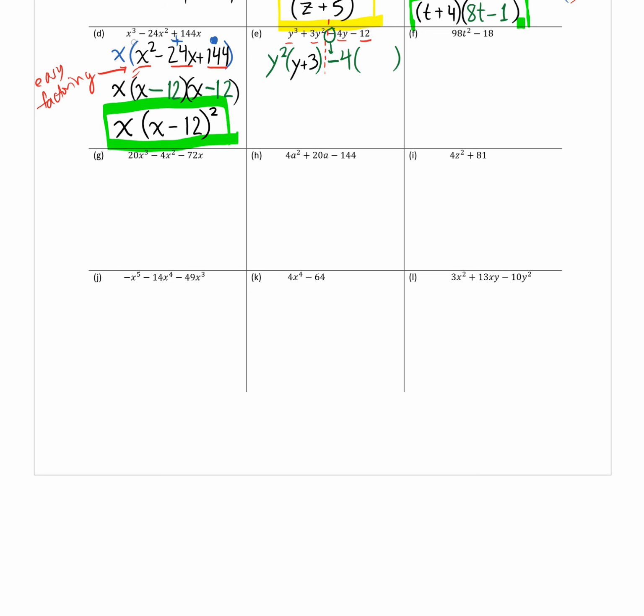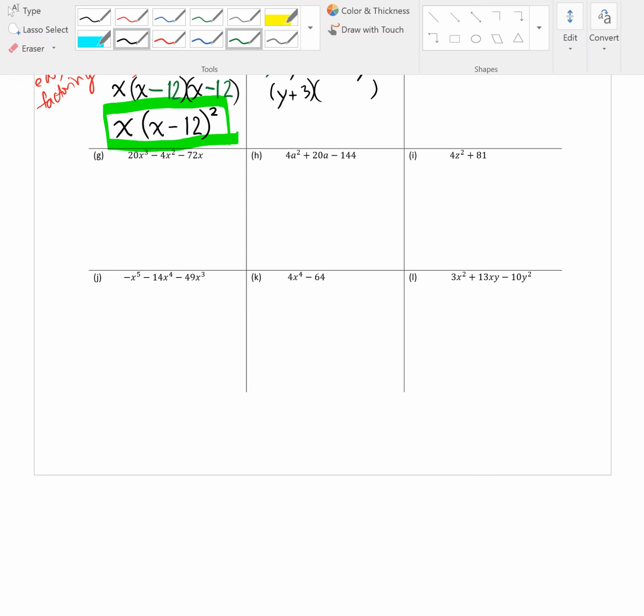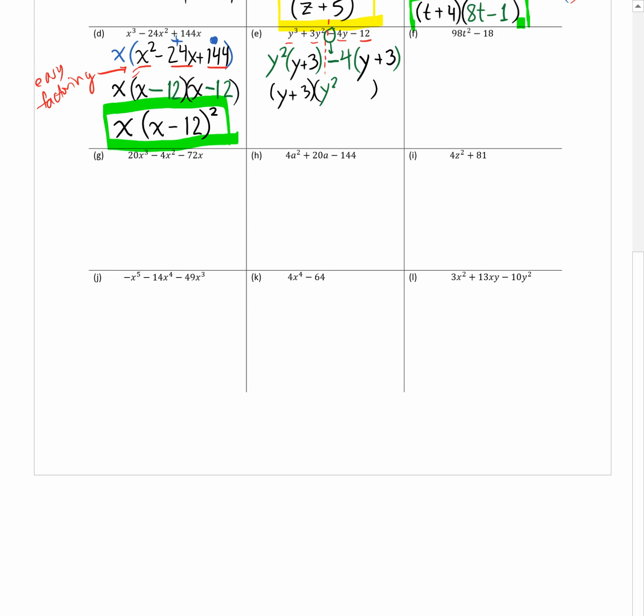And if I factor a negative 4 out, negative 4 times what is negative 4y? Well, that'd be a y. Negative 4 times what is negative 12? That would be a positive 3. And you know we're doing a good job because they have the same thing in parentheses, y plus 3. And then the leftovers will go in the second parentheses. Y squared was left over once I factored y plus 3 out of the first term, and then negative 4 is left over once I factor y plus 3 out of the second term.